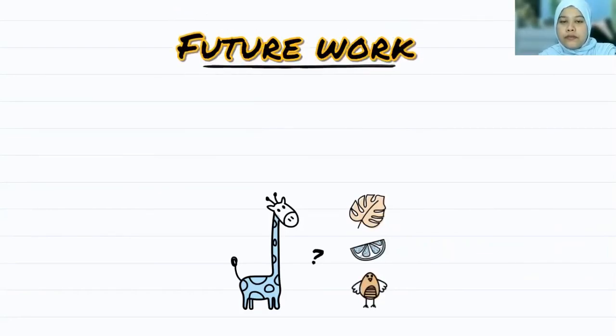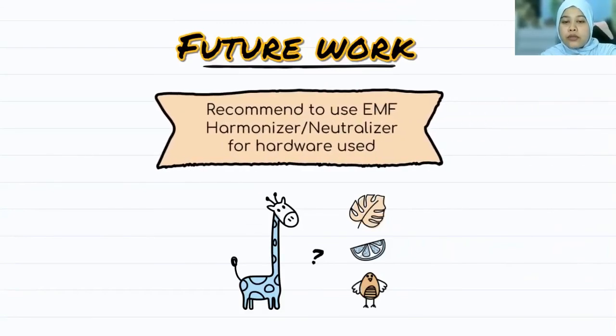Future work recommends using an EMF harmonizer or neutralizer for hardware use. In this future work slide, I want to recommend that if anybody can run the hardware simulation for this smart meter, which can reduce the radiation, I would like to frankly recommend using an EMF harmonizer, which can also be called a neutralizer. I found that this EMF harmonizer really can block the radiation.